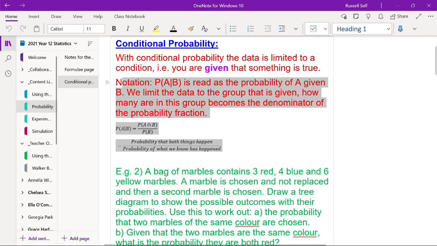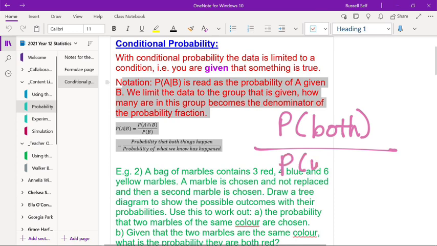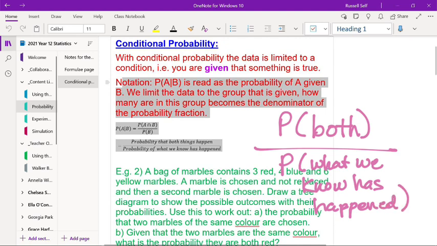So it's simply the probability that both things happen, dividing out the probability of what we know has happened. So you're simply going to find 2 different probabilities and divide part of them out. These are compound probabilities, meaning that you're going to have an and statement or an or statement, and then you're going to divide something out at the end. Okay?